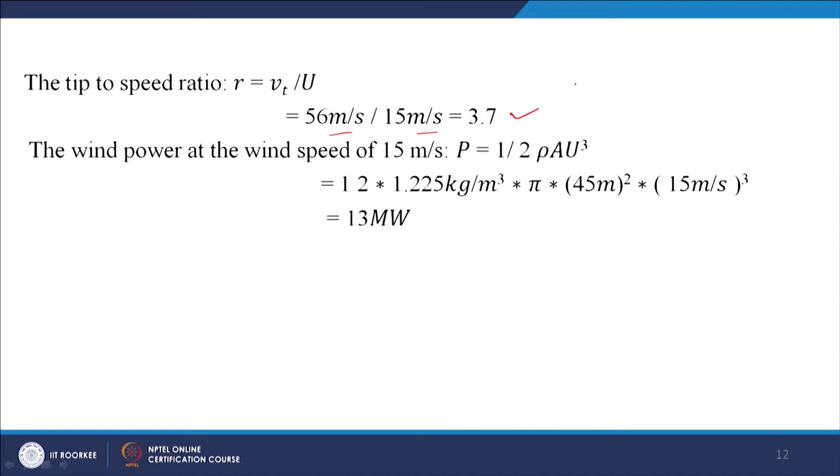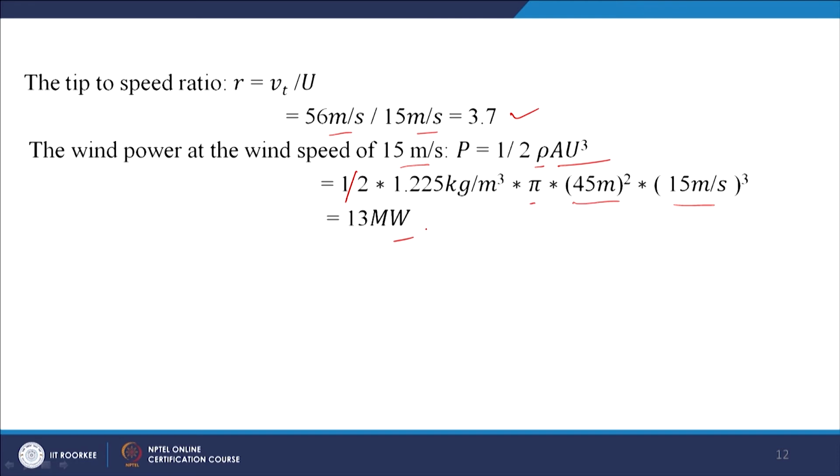And the second part, the wind power at the wind speed of 15 meter per second is equal to half into rho into A into u cube. So, half, 1 by 2, into 1.225, which is given for rho, and A is equal to pi into 90 by 2 squared, so 45 squared, into 15 meter per second to the power cube. So, then we will be getting around 13 megawatt.